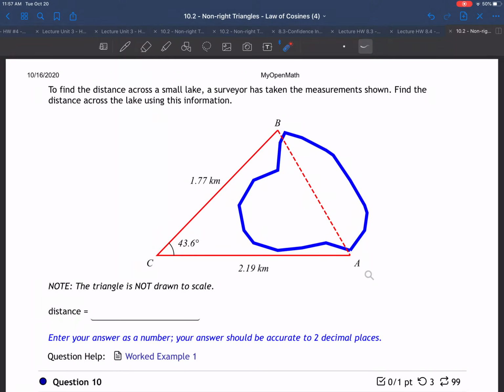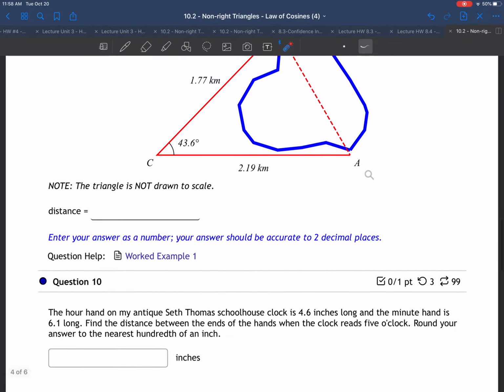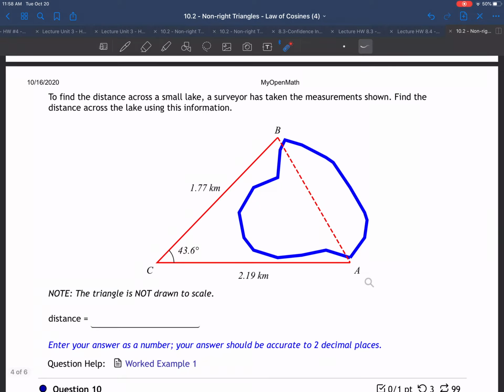Welcome to an example in which we are going to find the distance across a small lake. Specifically, we're trying to find this distance right here from A to B. It says find the distance across the lake using this information. So how do we find this distance from A to B? Basically we want to find this side of the triangle over here. Call this X. I want to find that.